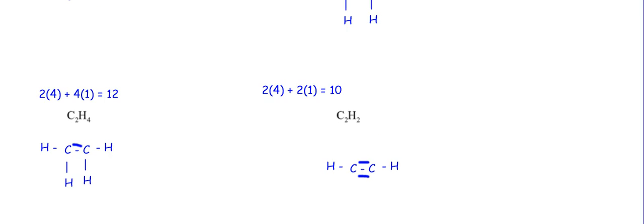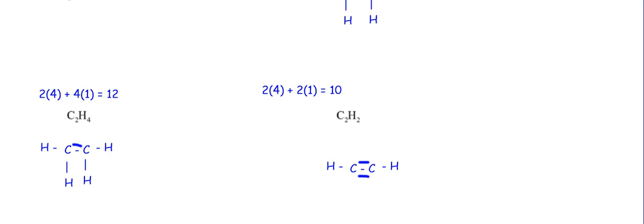All right, go ahead and do C2H4 and C2H2. All right, if you did it right, you would have done something like this. You have a double bond between the 2 carbons. And the next one, if you did it right, you'd have a triple bond between the 2 carbons, okay?